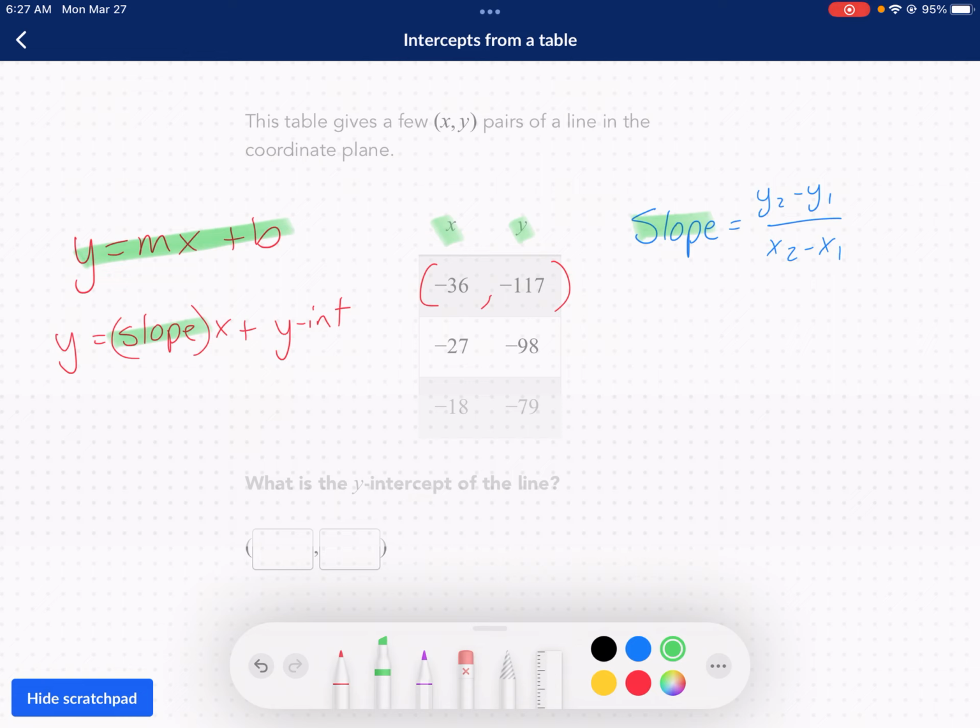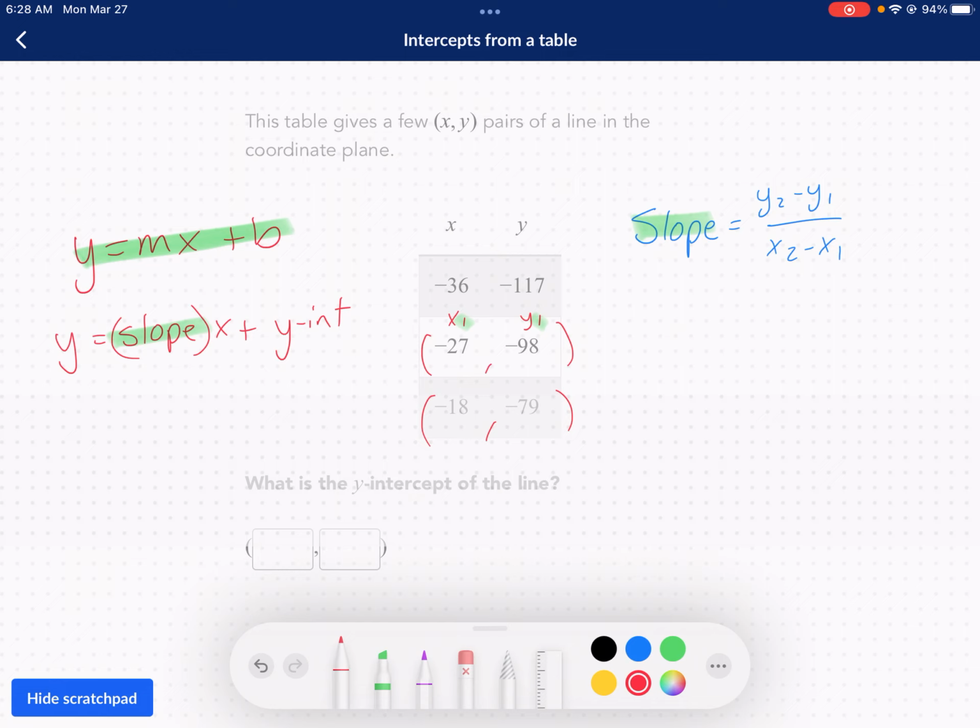To do that, I'm going to pick 2 points here. I have 3 to choose from. I'm going to choose these two, that I'm labeling right there. I'm going to call the top one -27, -98. I'm going to call that one x1, y1. Very important that you call them x and y, and then they also have to have the same number. So this can't be like a 2 and a 1. They have to match, okay?